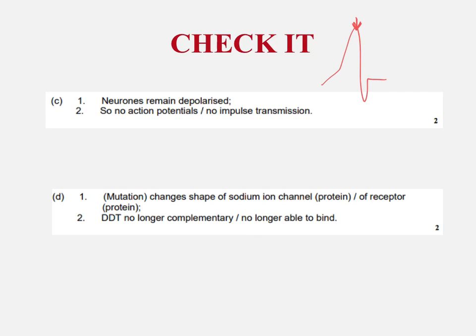The way that the KDR- mutation might work, and again, this is very lateral thinking, bringing together ideas of enzymes and substrates and changes in protein structure. The mutation, the KDR-, might change the shape of the sodium ion channel or of a receptor. And therefore the DDT is no longer complementary or can't bind, so it can't keep those sodium channels open.